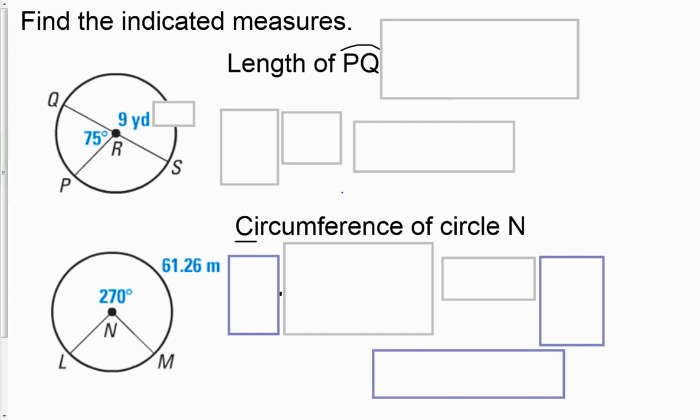So in this example, we want to find the length of arc PQ. Okay, so arc PQ is here to here. And so we have 9 yards, which is the diameter, because we have this line going side to side. If it wasn't the diameter, they'd typically tuck it here next to the radius, or they wouldn't draw the line across, just a note. And so this arc here is 75 degrees, because that's our angle.